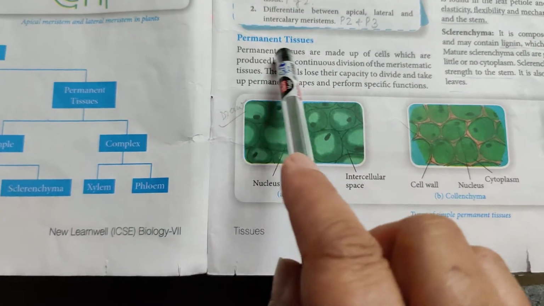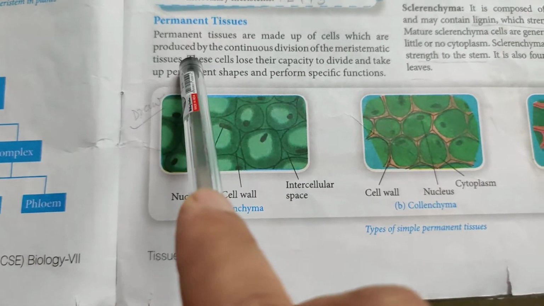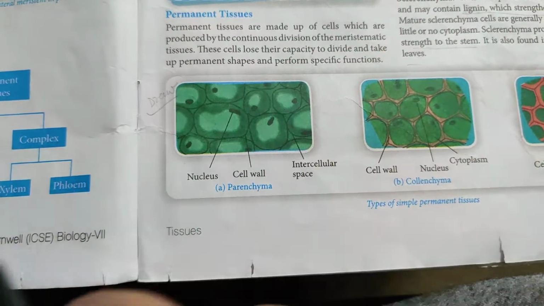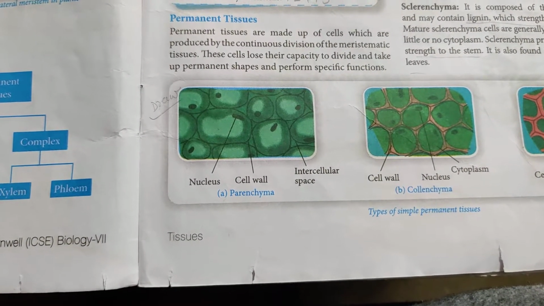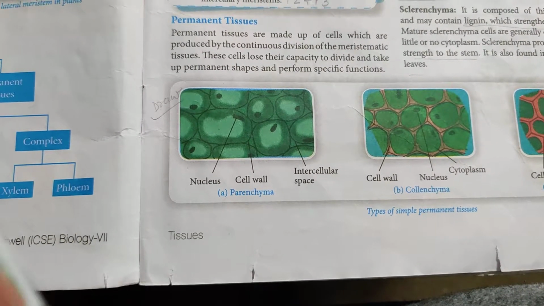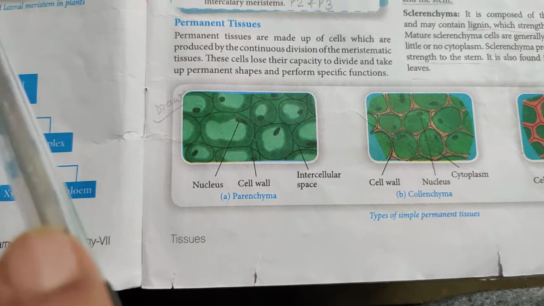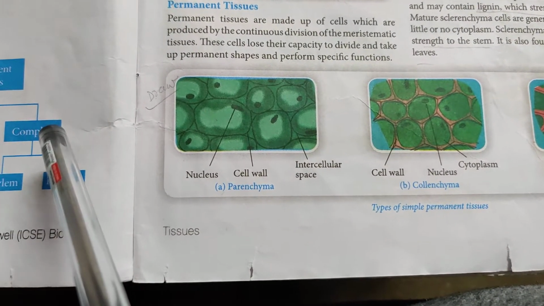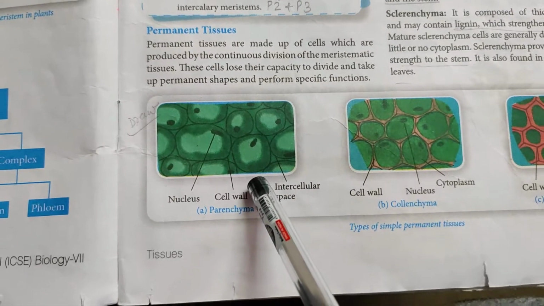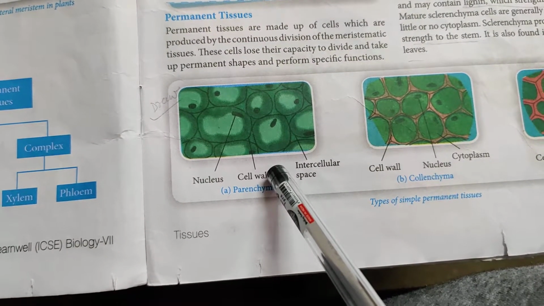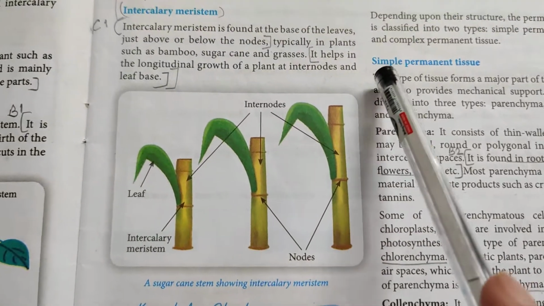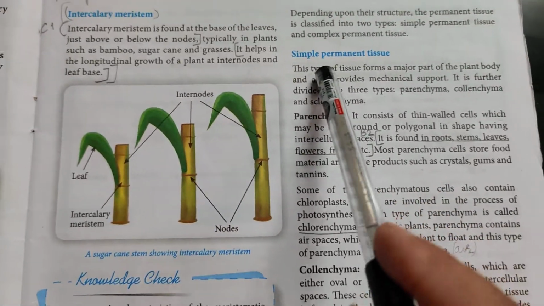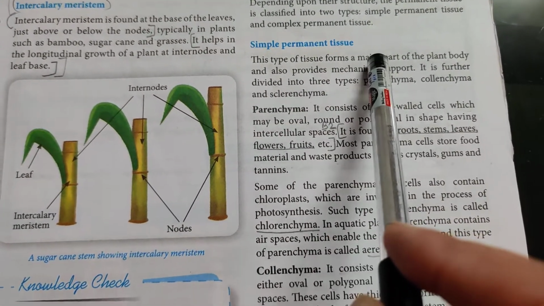Now I will explain permanent tissue. Permanent tissues are made up of cells which are produced by the continuous division of meristematic tissue. Once the meristematic tissue loses its capacity to divide, it takes up the shape and function of permanent tissues. Now, permanent tissues are classified into two kinds: simple permanent tissue and complex permanent tissue. I will first begin with the simple permanent tissue.